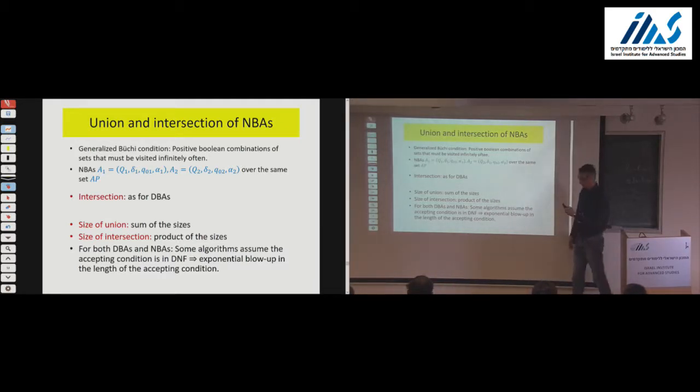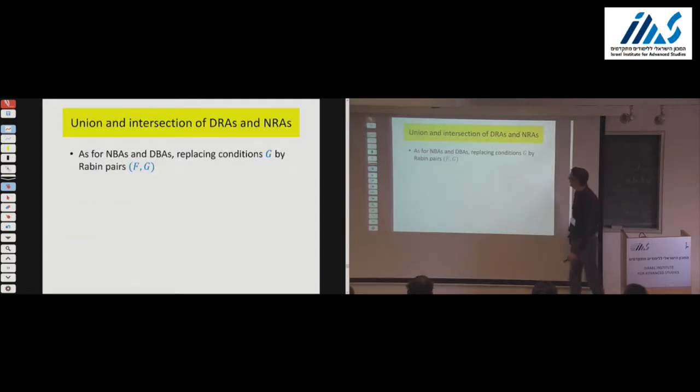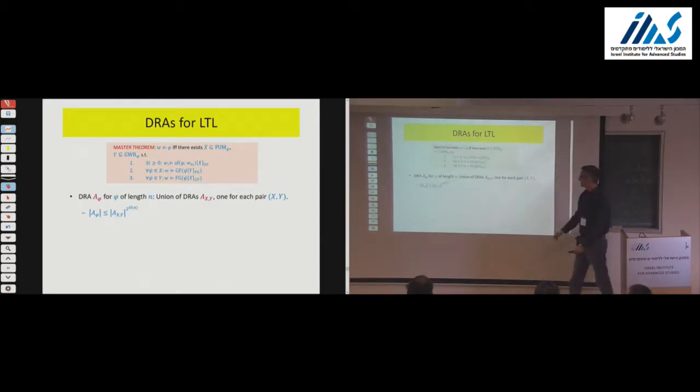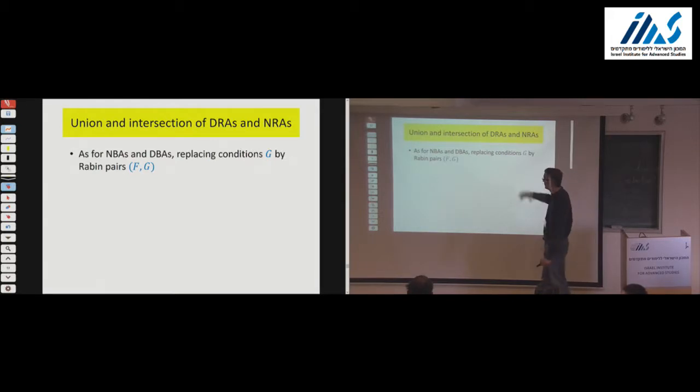Good. So what about DRAs and NRAs? Well, it's exactly the same. The atomic propositions we have are not visit this set G infinitely often, but visit G infinitely often and visit F finitely often, but otherwise it's exactly the same. You just change the atomic proposition, and otherwise nothing changes. Therefore, in particular, you are going to have exactly the same results about the sizes of the automata.